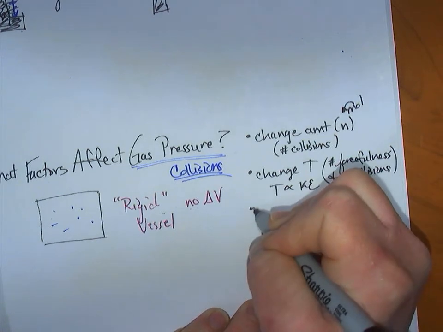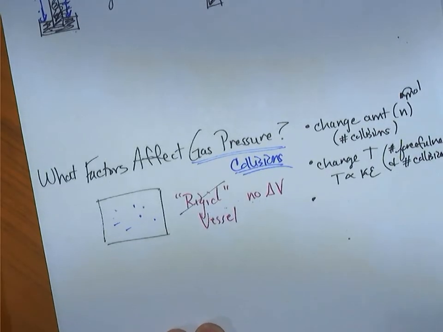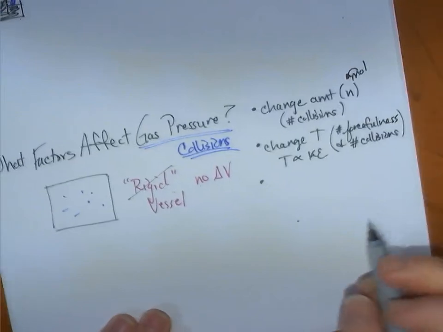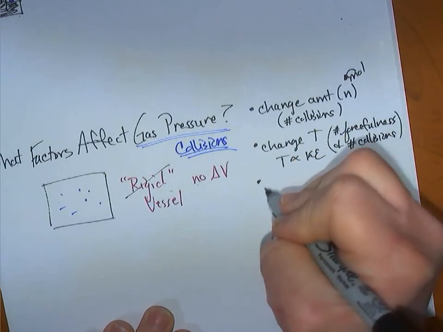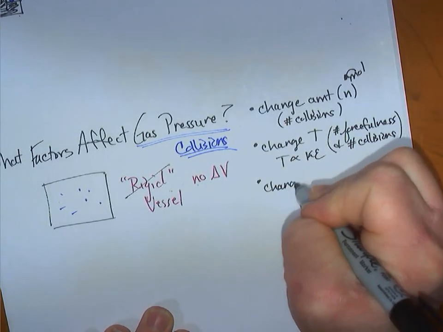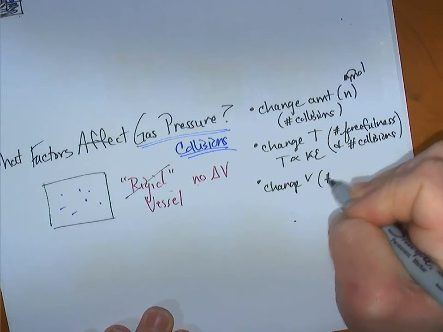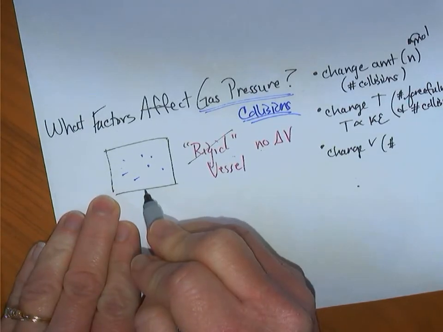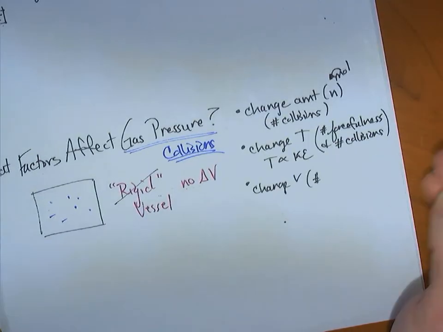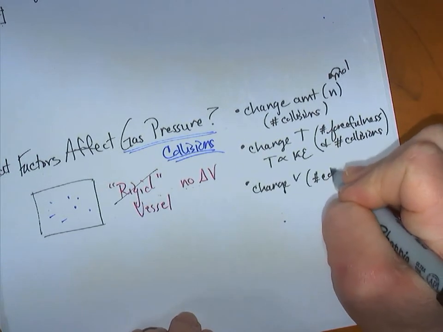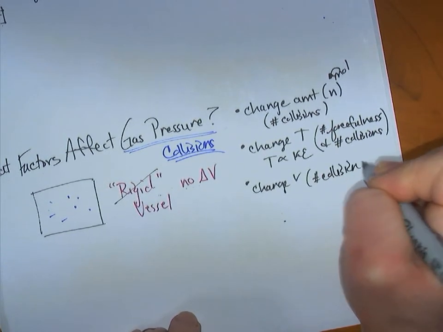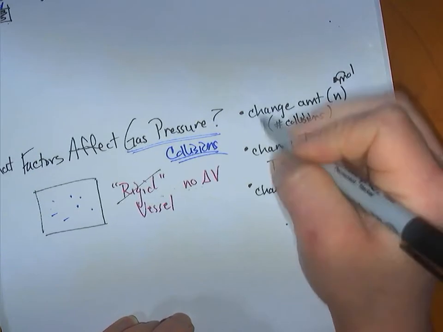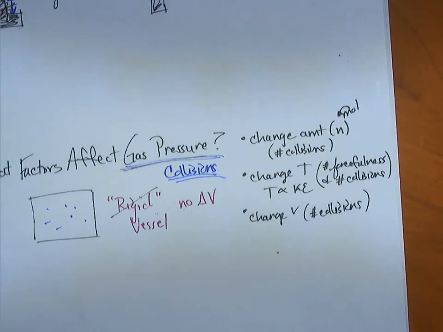Now, what if we didn't have a rigid container? What if we could change the volume? Well, then, of course, that would impact the number of collisions. So if we could change volume, again, if we decrease volume, they're going to collide more often. If we increase, they'll collide less often. So that impacts number of collisions. So all of these play a role in varying gas pressure.